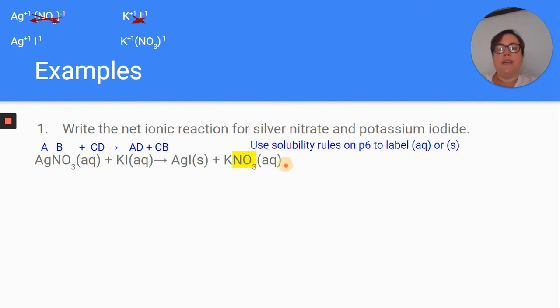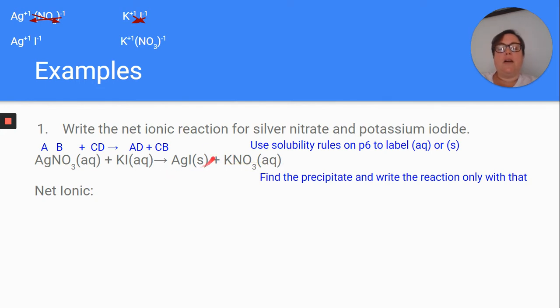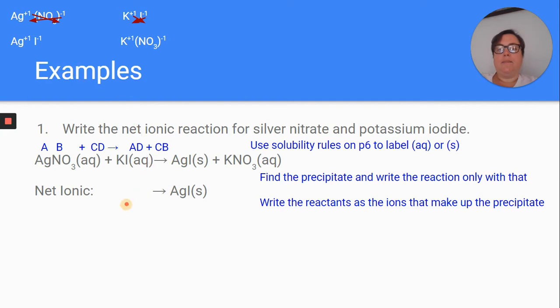Now we want to write the net ionic reaction. We find our precipitate, which is our solid, and we copy it down again in a new reaction. Then we look at what ions we put together, what we crossed our charges with to get that solid. We can go back up here and see that it was silver +1 and I -1. Those are going to be our reactants: Ag plus and I minus.